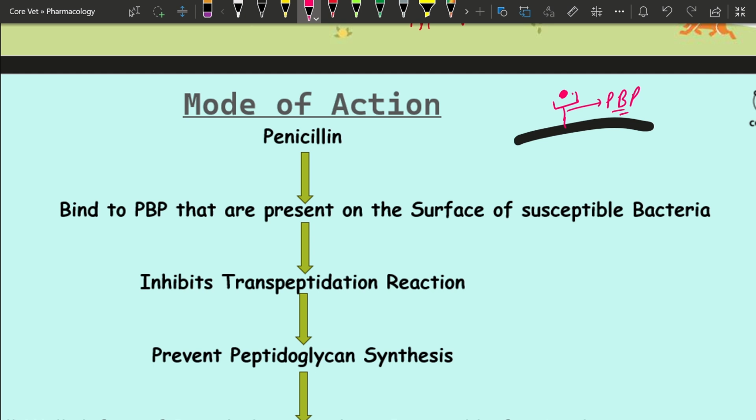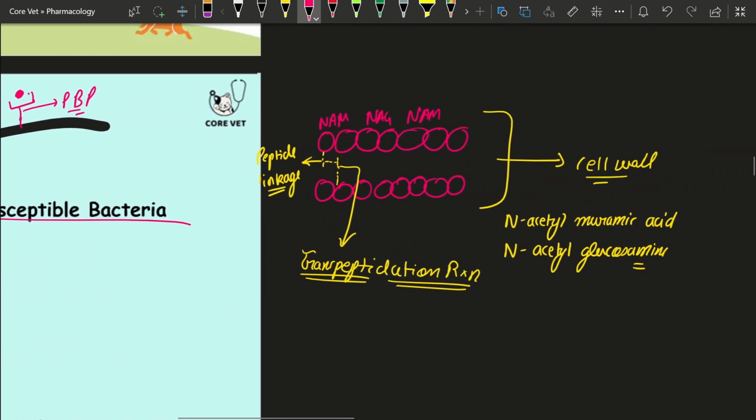So when the penicillin is going to bind to the penicillin binding protein that is present on the surface of the susceptible bacteria, it will inhibit the transpeptidation reaction. I had told you that the transpeptidation reaction is important for the formation of the peptide linkage, right? So if a certain compound inhibits this transpeptidation reaction, obviously the cell wall synthesis is going to be inhibited.